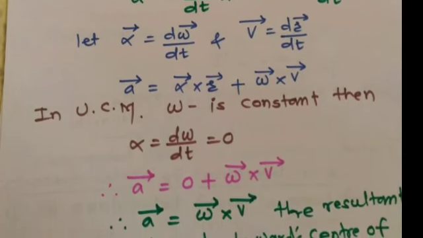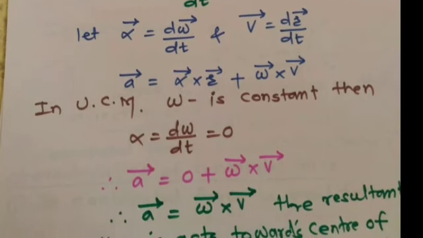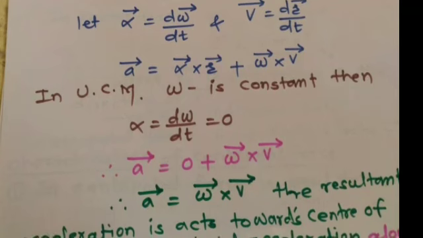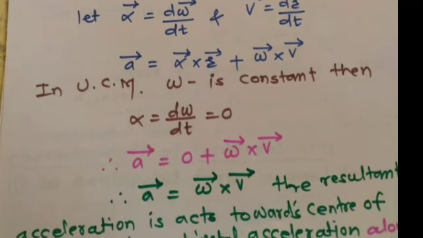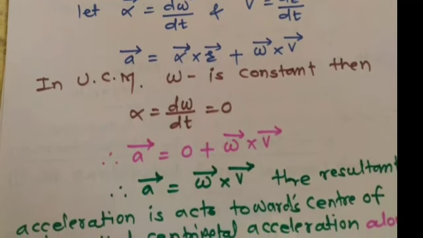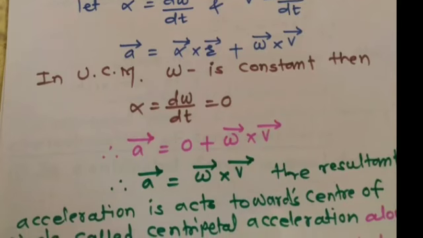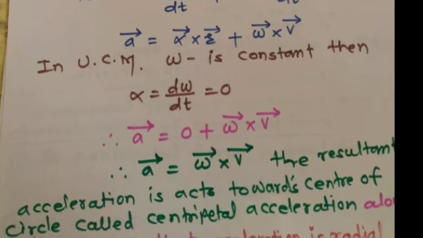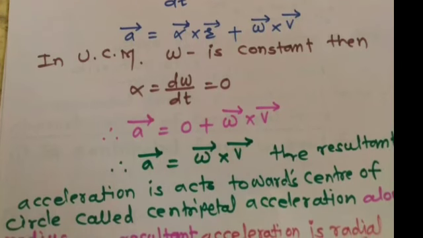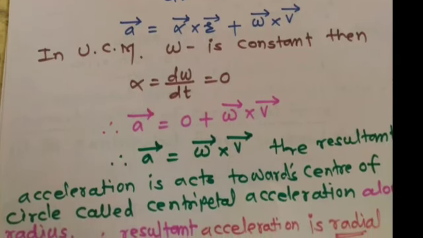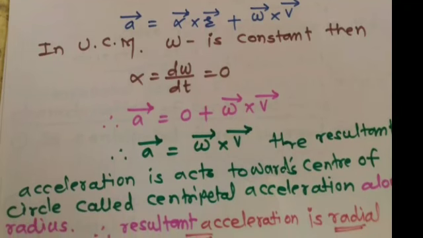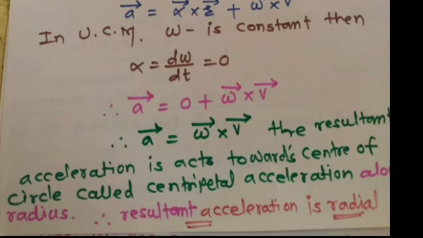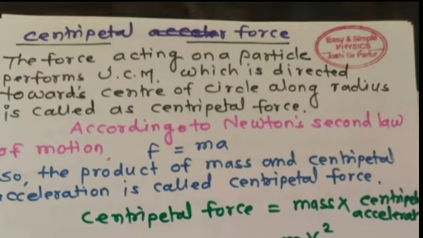In uniform circular motion, as omega is constant, alpha equal to d omega upon dt is equal to 0. Therefore, vector a is equal to vector omega cross vector v. The resultant acceleration acts towards the center of the circle along the radius, called centripetal acceleration. Therefore, the resultant acceleration is radial.